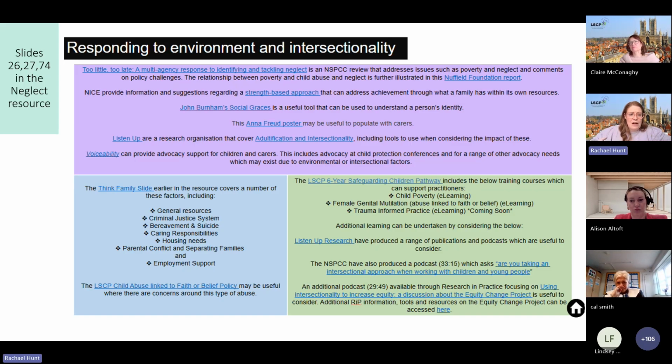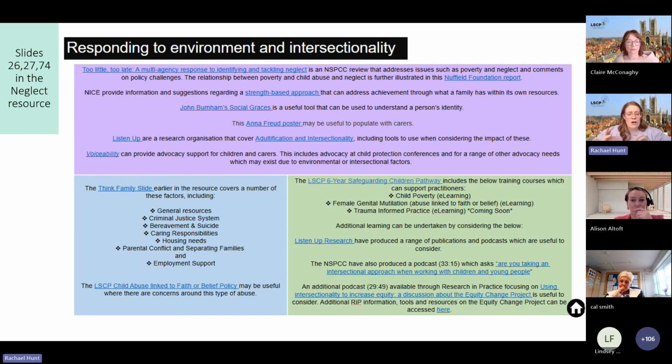As I mentioned before, around that poverty element and it being really difficult to find that balance, we've got responding to environment and intersectionality. So that also will talk about adultification. It's got links to the social graces that I spoke about earlier, maybe understanding culture, religion, different aspects that we need to be thinking about and asking about.